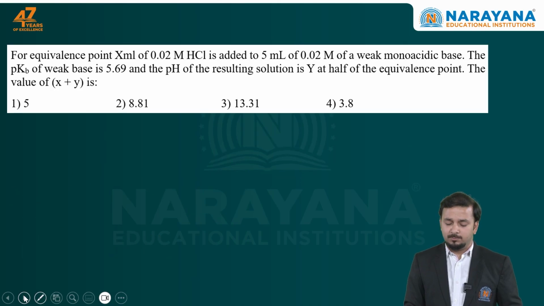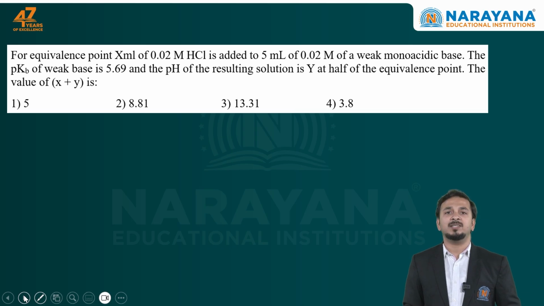Let's see the next question. The next question is from the ionic equilibrium chapter. It says for the equivalence point, x ml of 0.02 M HCl is added to 5 ml of 0.02 M weak monoacidic base. The pKb of the weak base is 5.69 and the pH of the resulting solution is y at half of the equivalence point. So the value of x plus y is.